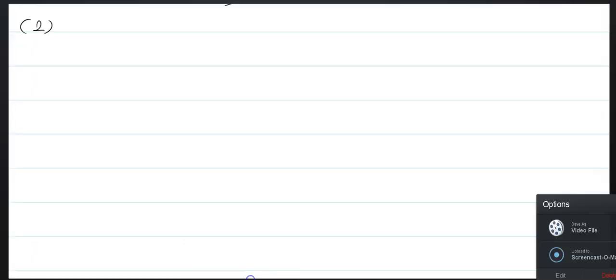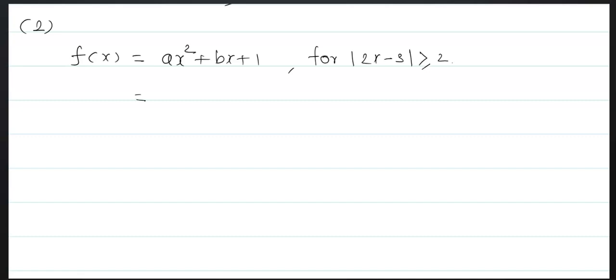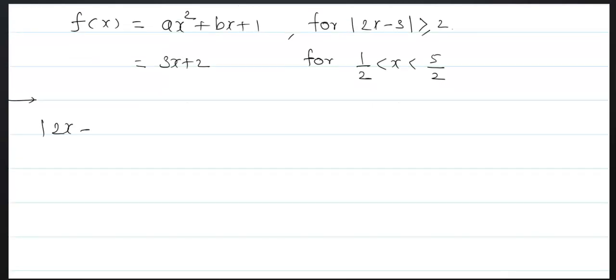Now let's see the next example. Second one. f of x is equal to x square plus bx plus 1 for mod of x minus 2 greater than or equal to 2, and is equal to 3x plus 2 for x lies between 1 upon 2 and 5 by 2.